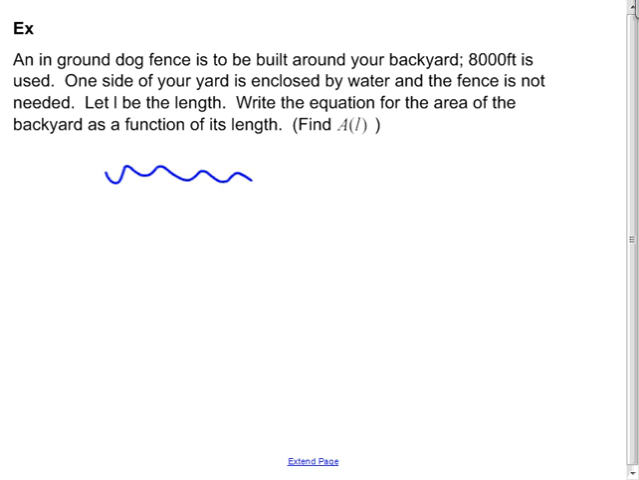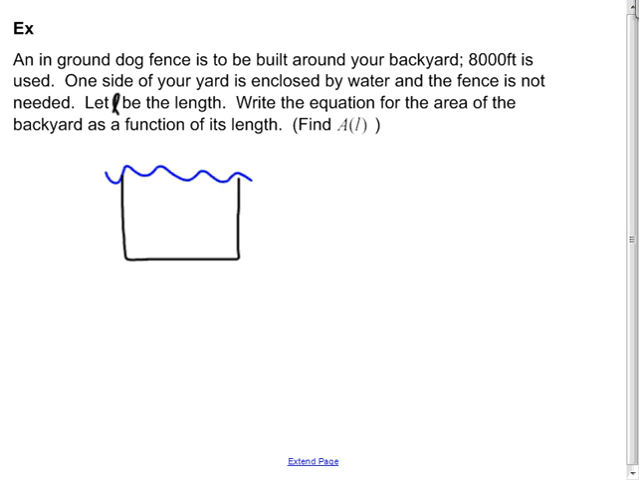And the fence is not needed. For some reason, your dog must be afraid of water. So you only need a 3-sided fence. Okay, so with this information, we're going to let L be the length.